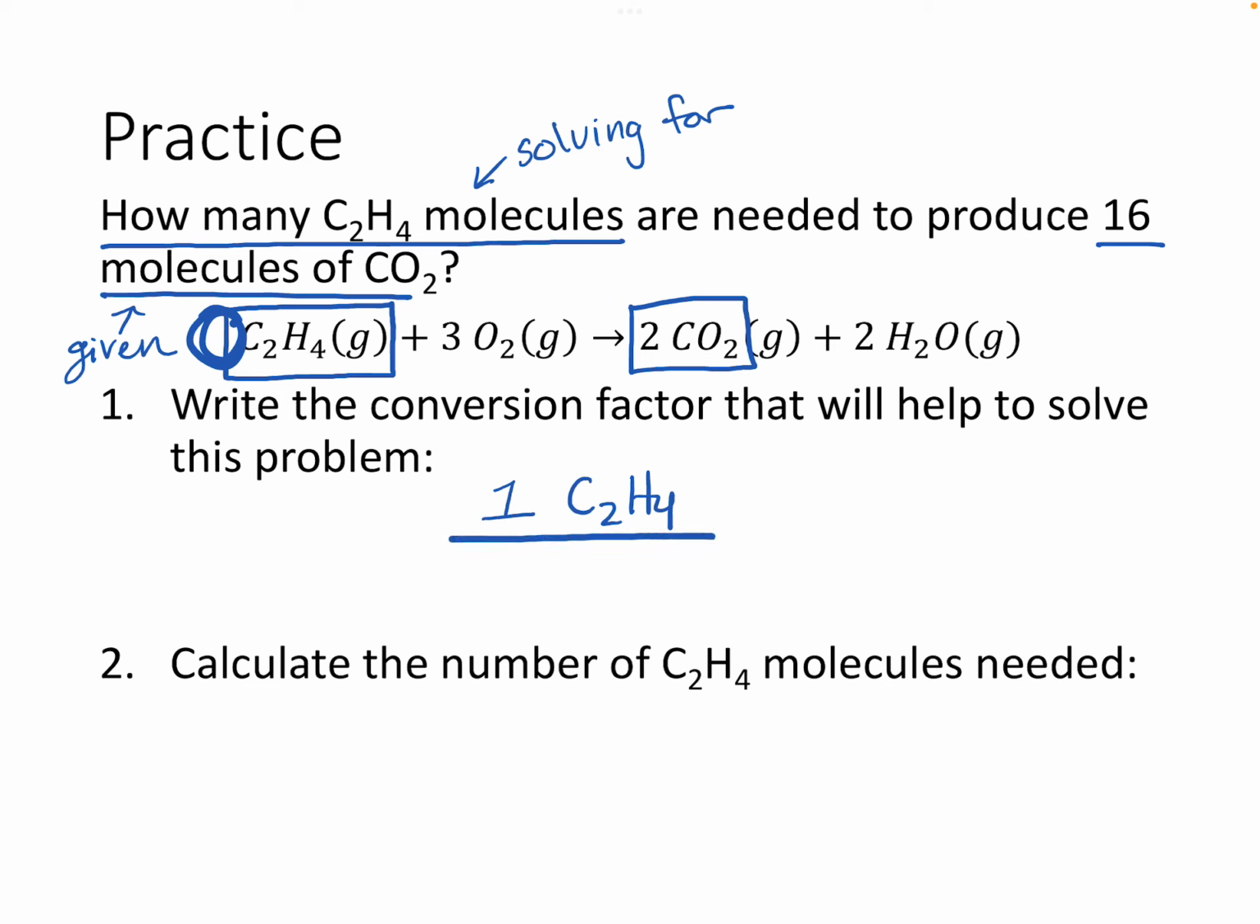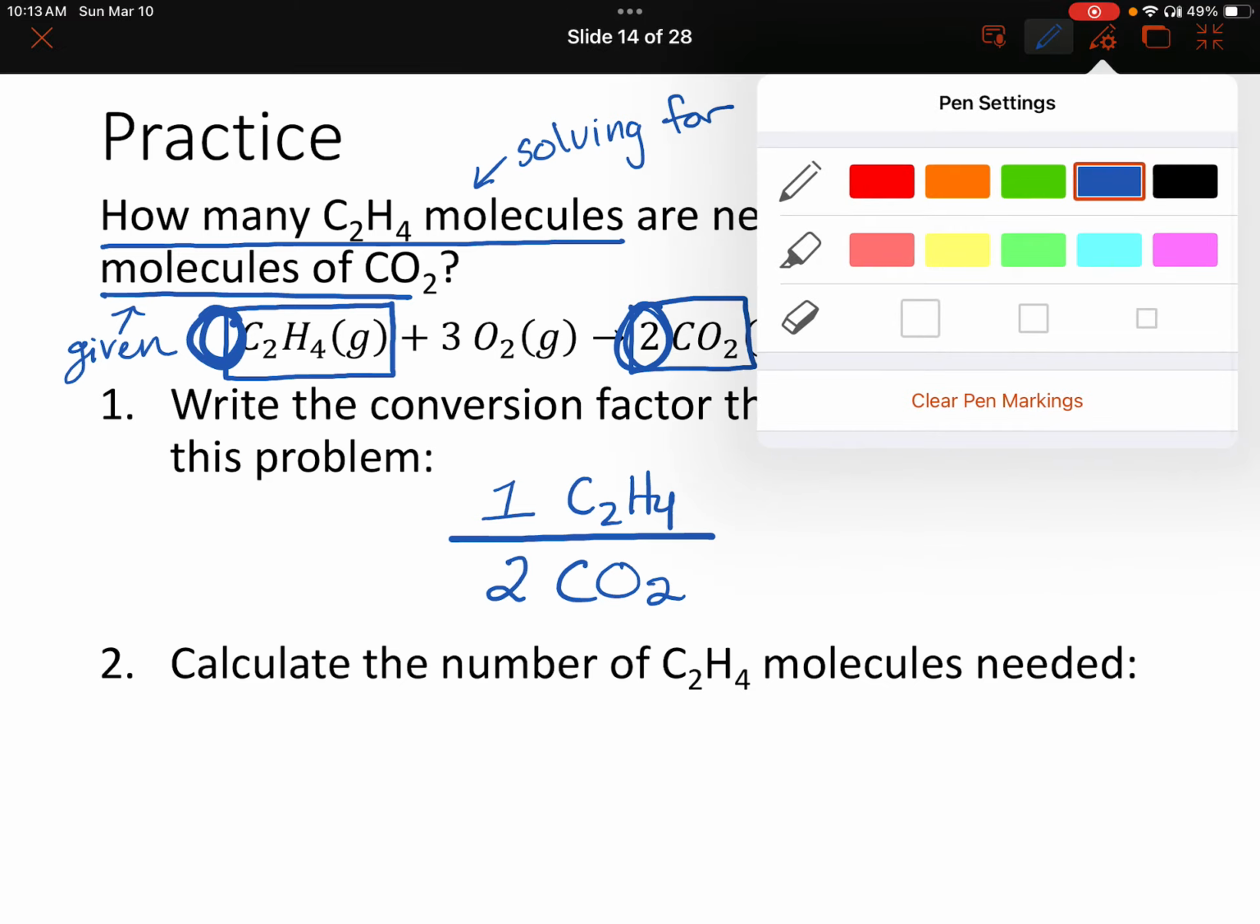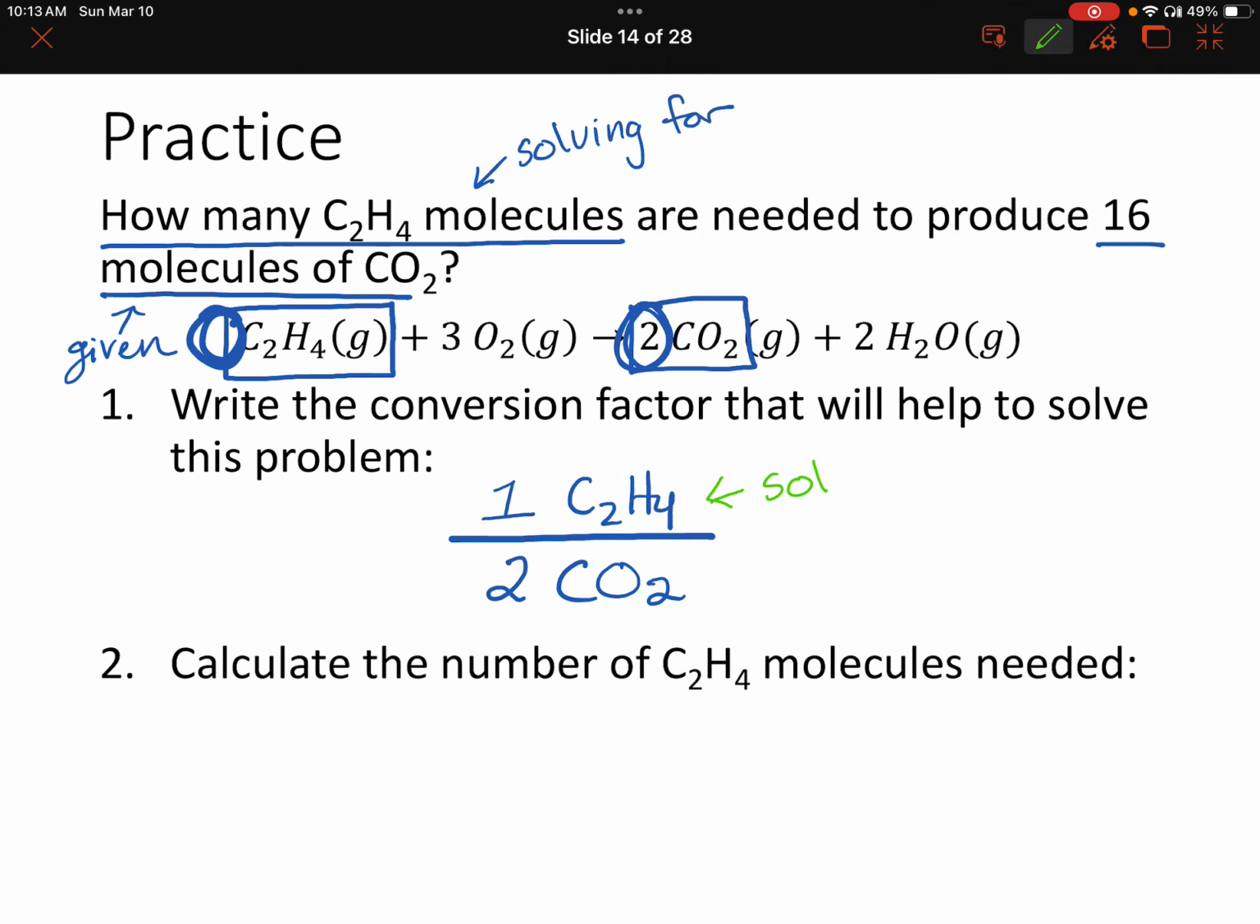And then we're going to divide that by what we're given. So we want to focus on the CO2, and it looks like there's a ratio of 1 to 2 between C2H4 and CO2. All right, so again, we're solving for C2H4, and we want to cancel CO2. All right, so let's calculate the number of C2H4 molecules that we need.